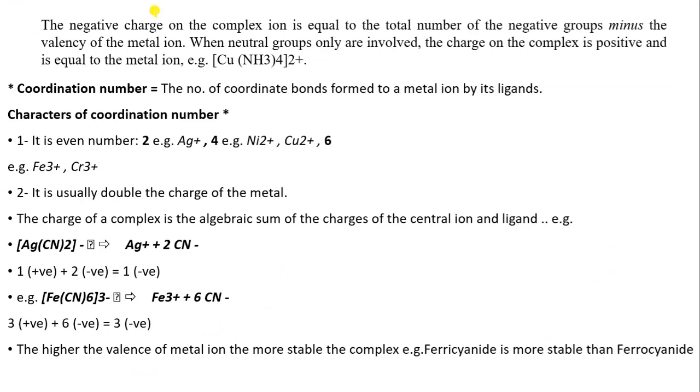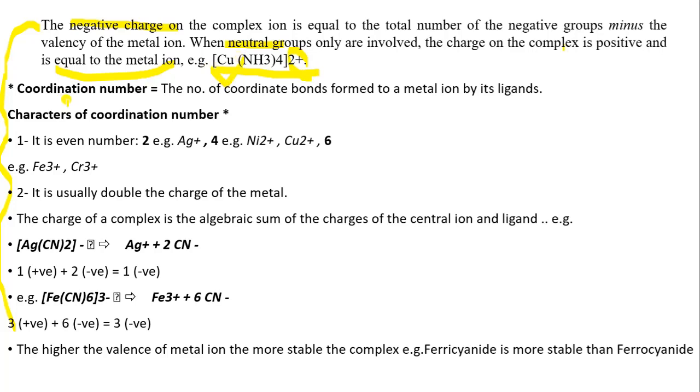We can simplify it by this example. Here, the negative charge on a complex is equal to the total number of negative groups minus the valency of the metal ion. This is the explanation of this sentence. Now, when there are neutral groups, the charge on a complex is positive and is equal to the metal ion. For example, here we are getting a positive charge because our copper is positive.